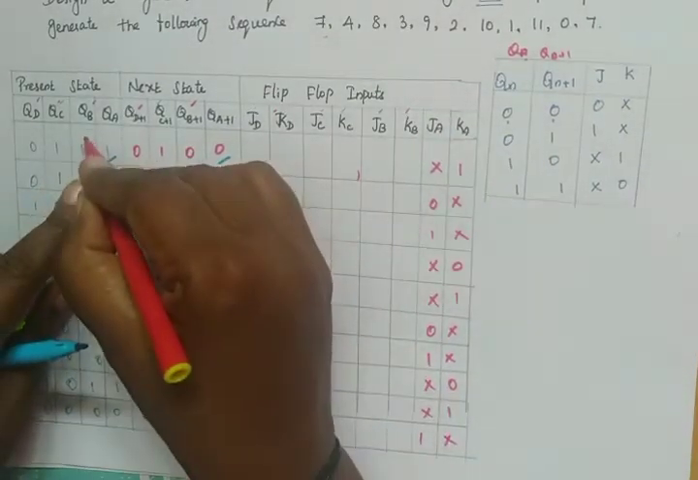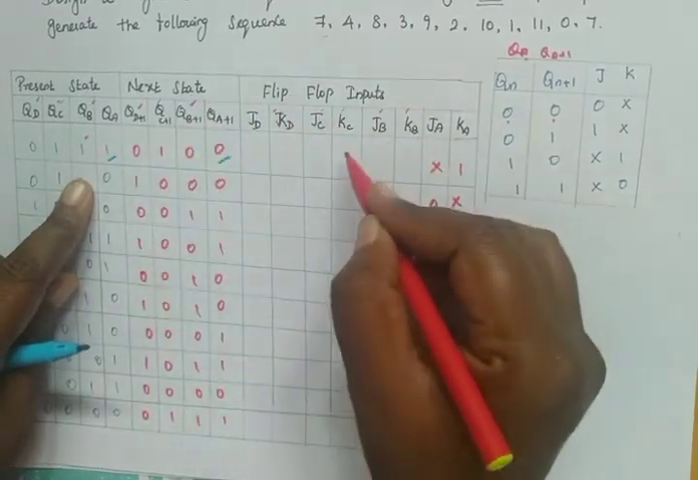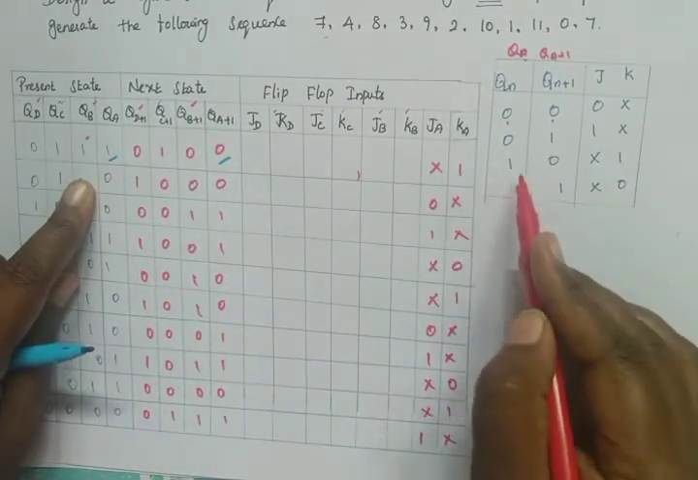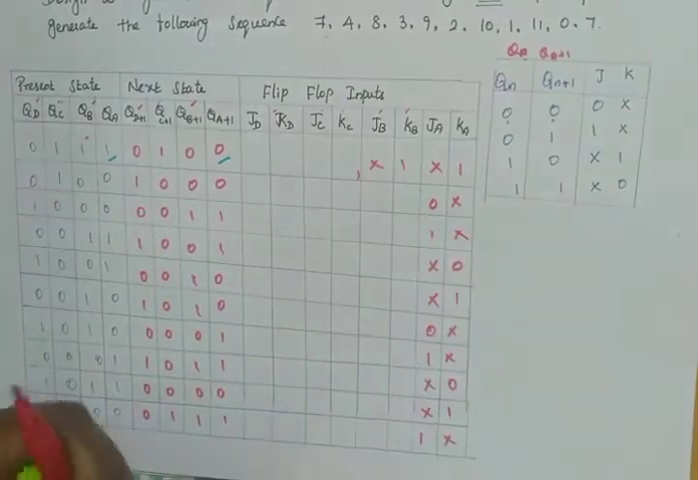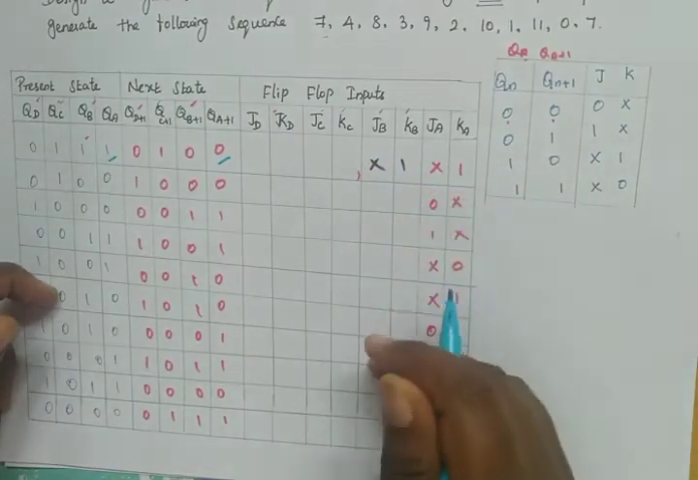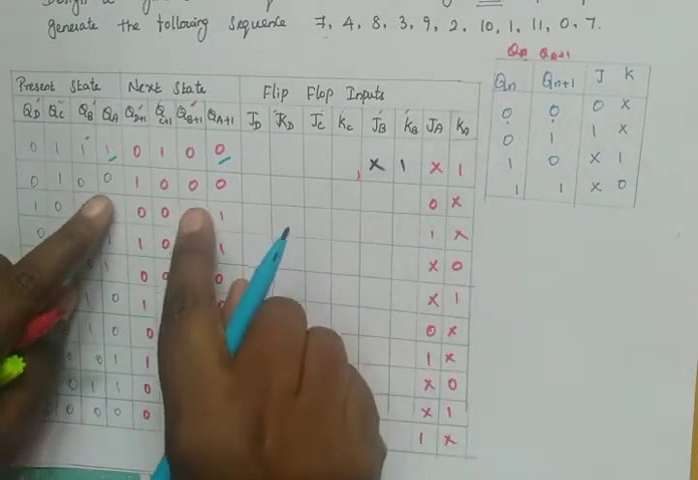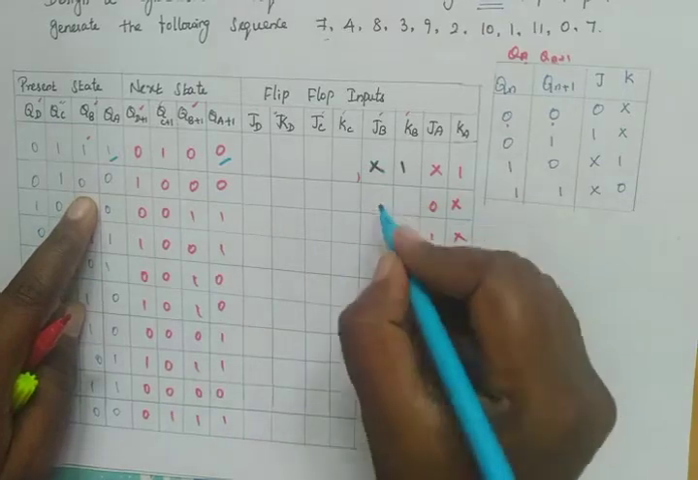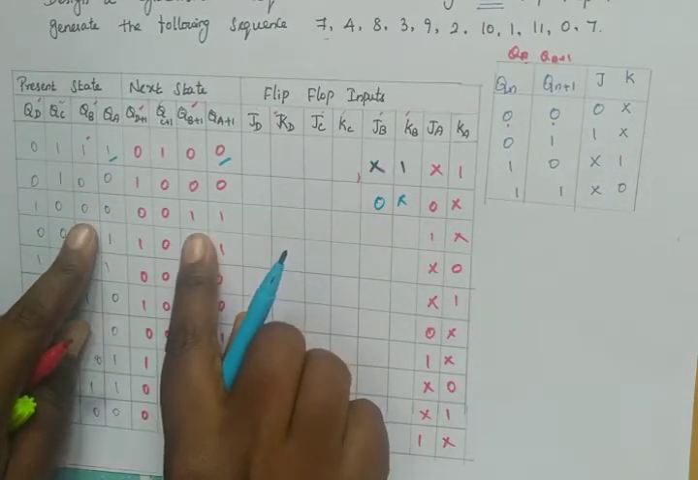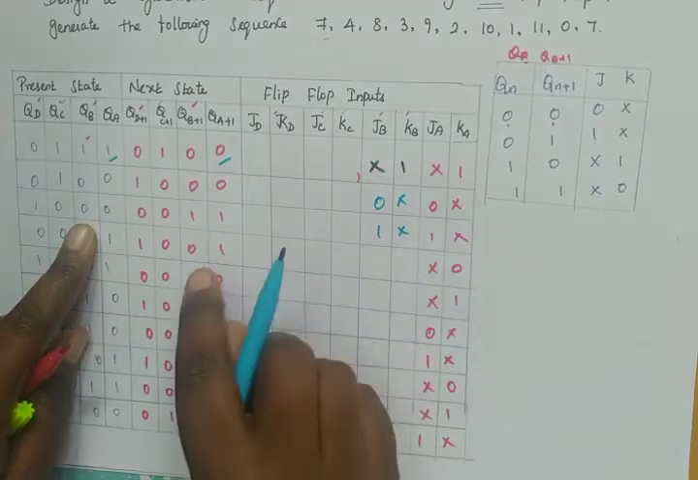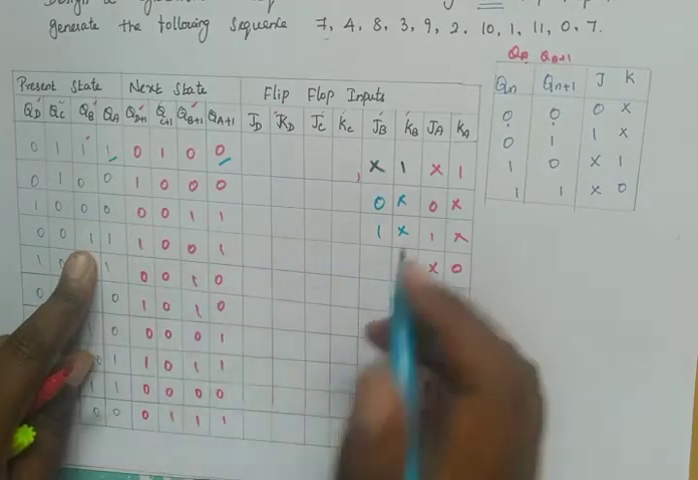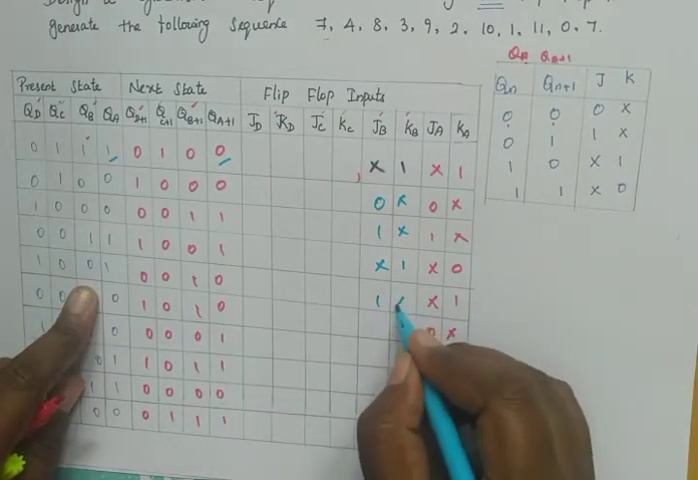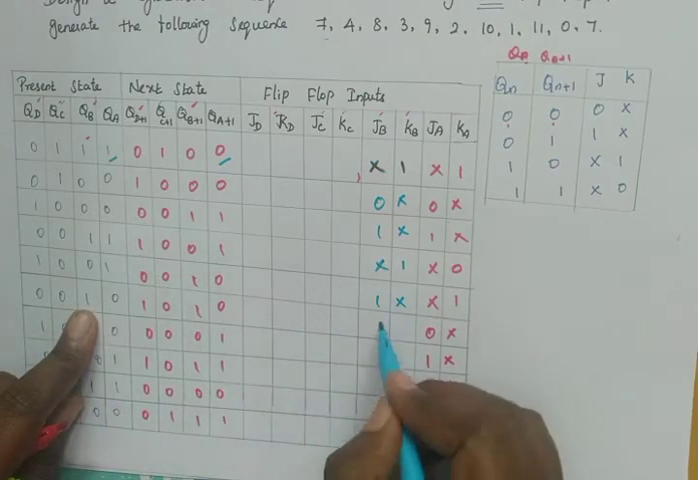Likewise, now check this JB, for writing this JBKB, check this QB plus 1. For 1, 0, it is X1. Let us change the color. This is X1. Then the next one is for 0, 0, QB plus 1, 0, 0, 0X. Then it is 0, 1, 1X. Then the next one is 1, 0, X1. Then the next one is 0, 1, 1X. Next for 1, 1, X0.